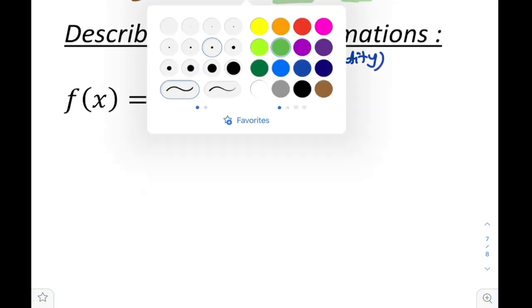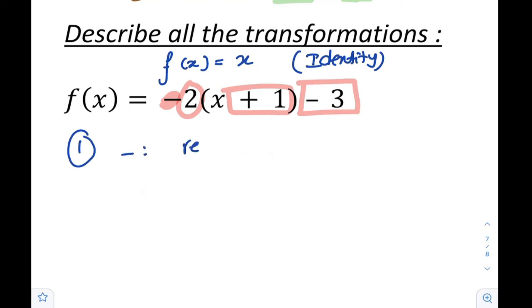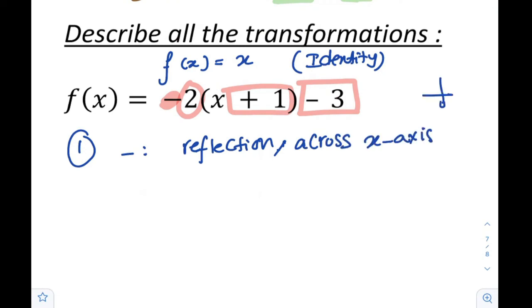Now, what are the differences? We can notice or observe there is a minus, and there is 2, and there is plus 1, and there is minus 3. These numbers are different than the parent function. Each number has an effect on this x. Number 1, the minus sign has the effect of reflection, because it's outside, it's not in the group, so it is reflection across the x-axis. It's reflecting across the x-axis because it is affecting vertically.